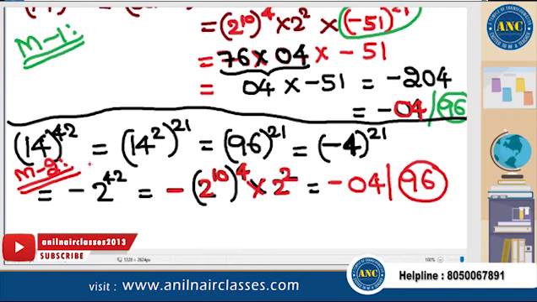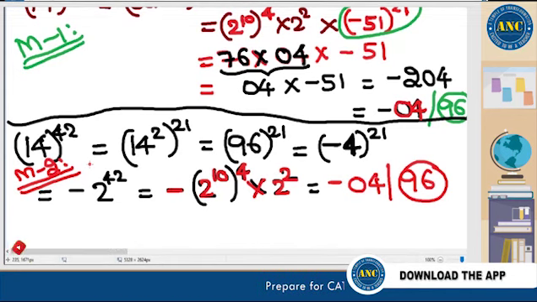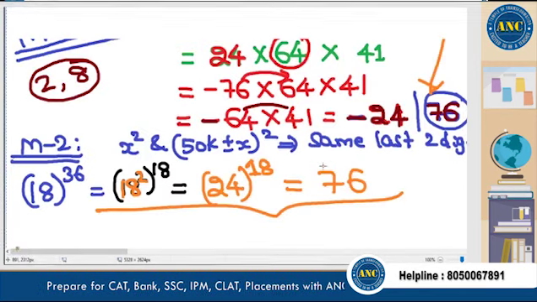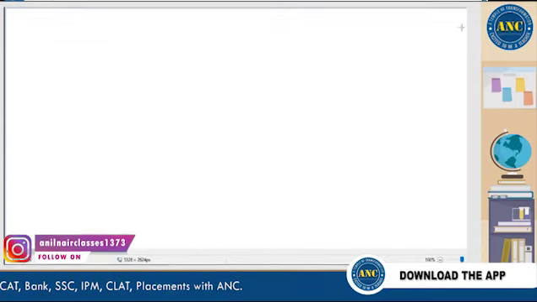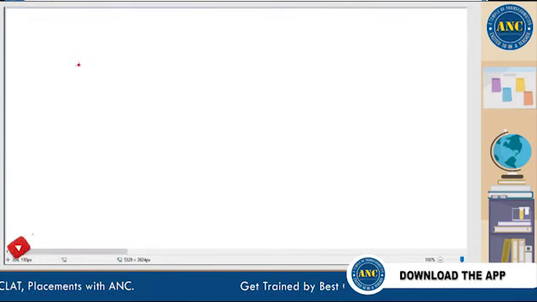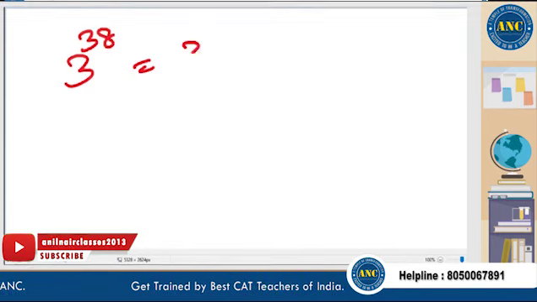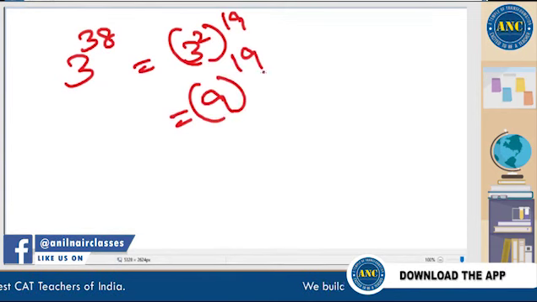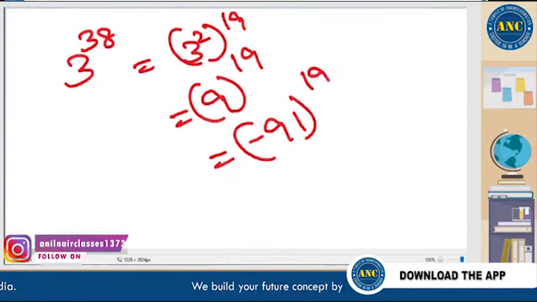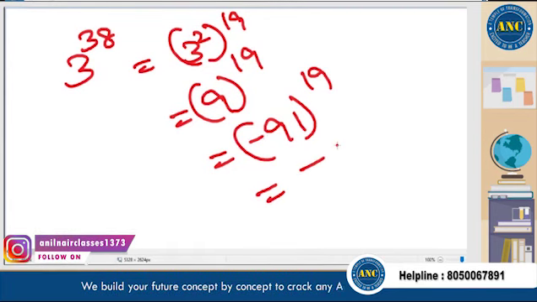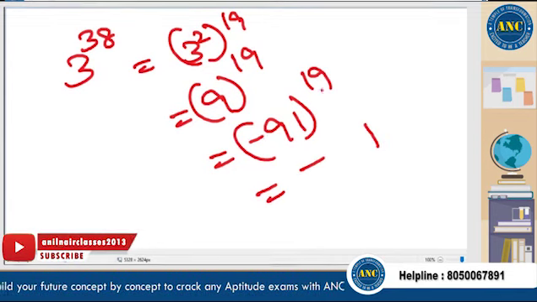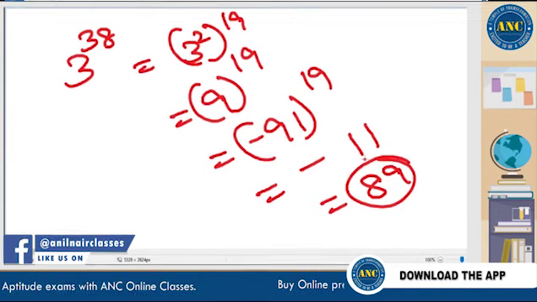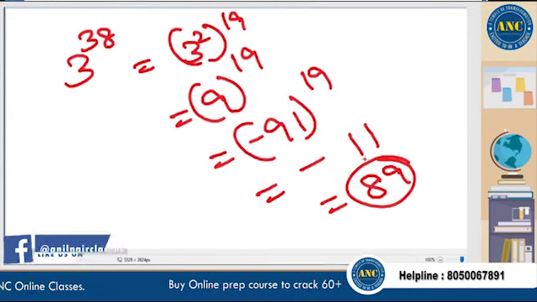Gagan, unit digit 3 power 38. This kind of problems we have already discussed, right? We have already discussed this variety of question, Gagan. Suppose I will take 3 power 38 itself. 3 square power 19. 3 square is 9. 9 power 19. 9 is minus 1, so minus 1 power 19. Minus power odd is negative. 1 power any number is 1. 9 into 9 is 81. Minus 1, so add with 100. 89. Gagan, this kind of variety we have already discussed, sir.